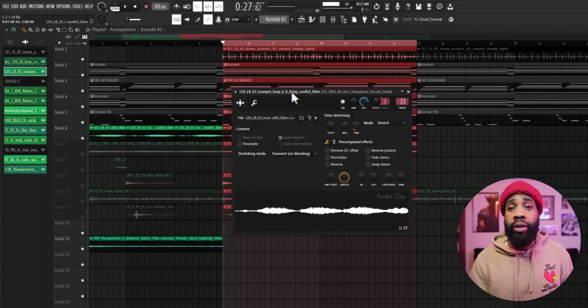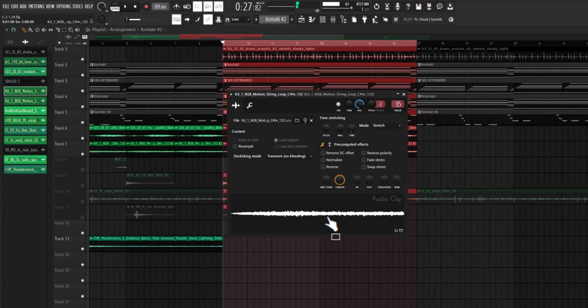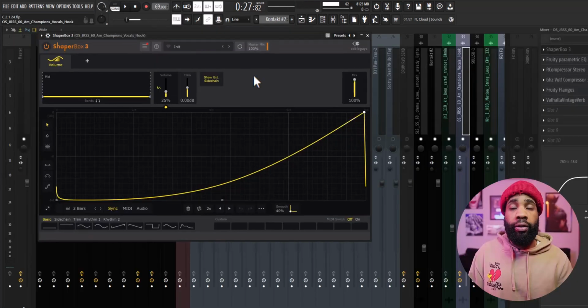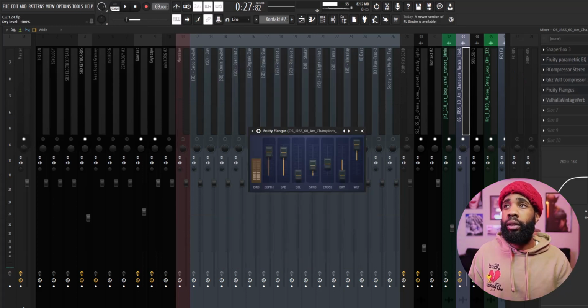All right, so next I got these two effects from Splice. For the effects on that, all I have is a shaper box, an EQ, an R comp, a Flangus, a Valhalla Vintage Reverb, and this is what it sounds like all together.